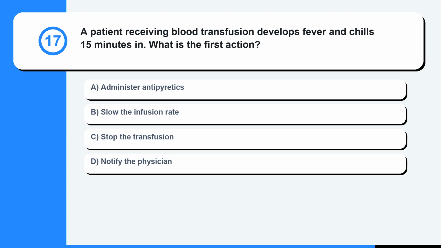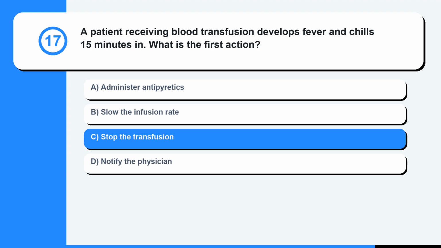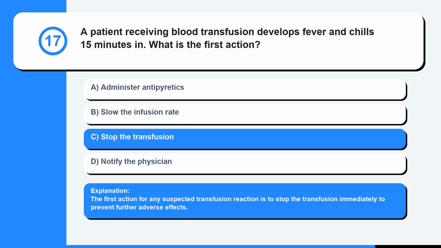Question 17. A patient receiving blood transfusion develops fever and chills 15 minutes in. What is the first action? A. Administer antipyretics. B. Slow the infusion rate. C. Stop the transfusion. Or D. Notify the physician. The correct answer is C. Stop the transfusion. The first action for any suspected transfusion reaction is to stop the transfusion immediately to prevent further adverse effects.